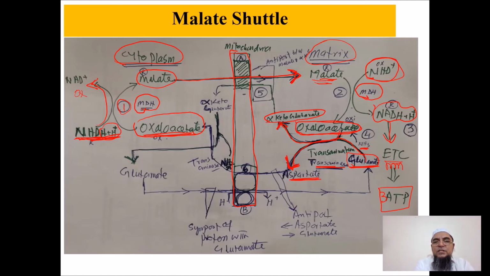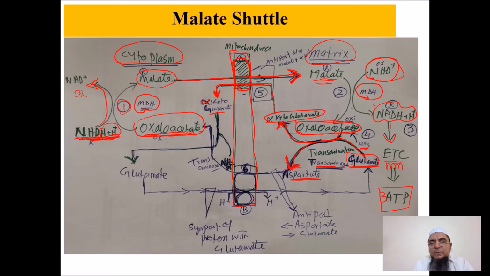Now what will happen? This keto acid, this alpha ketoglutarate, will cross the mitochondrial membrane and enter into the cytoplasm. So here is alpha ketoglutarate in the cytoplasm. This is the protein which will serve this function. From one side it will bring in the malate, and on the other side it will remove the alpha ketoglutarate. It's called an antiport system. One is going on one side, another is coming on the other side.